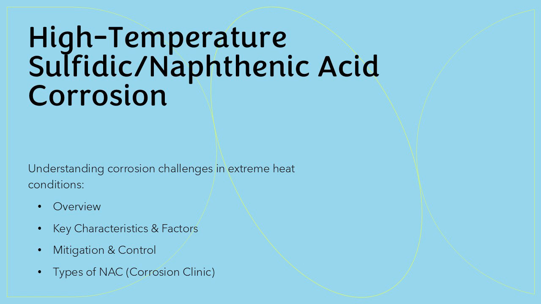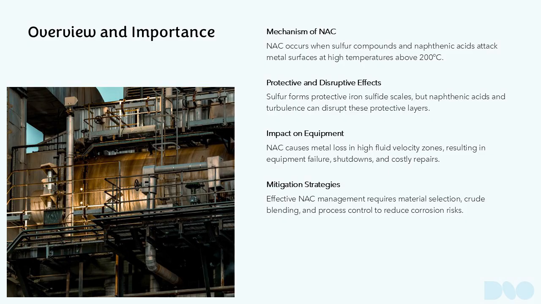High-temperature sulfidic or naphthenic acid corrosion: understanding corrosion challenges in extreme heat conditions. High-temperature sulfidic or naphthenic acid corrosion, NAC, is a critical issue in oil refining processes, particularly in units operating at elevated temperatures. This form of corrosion occurs when sulfur compounds and naphthenic acids in crude oil attack metal surfaces at temperatures typically above 200 degrees Celsius or 400 degrees Fahrenheit.